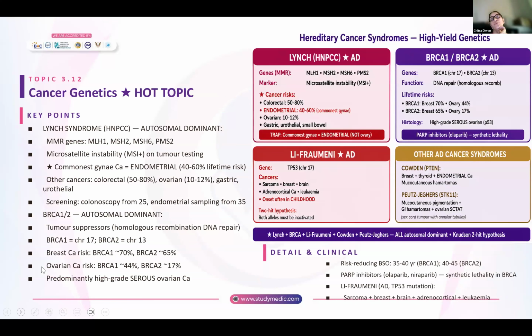Now coming to cancer genetics. This is something which is commonly asked in the exams. You have to know what Lynch, BRCA1, BRCA2, Li-Fraumeni, and other cancer syndromes are.